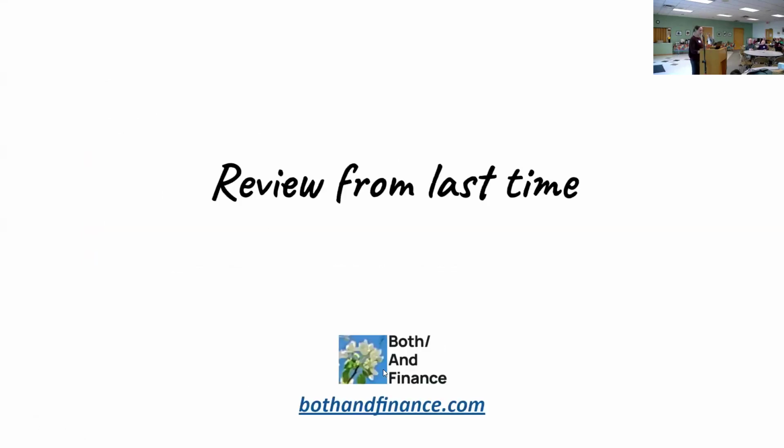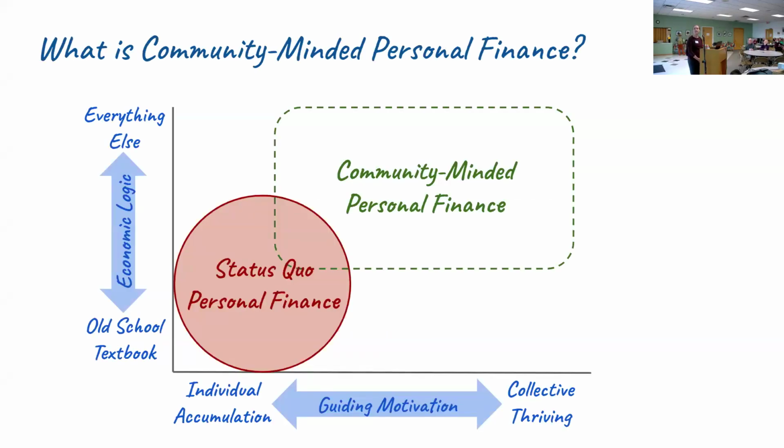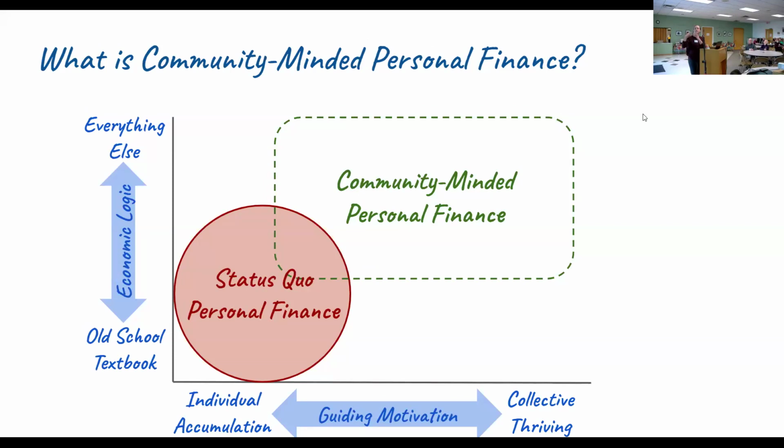So, review from last time I was here: I shared this idea of the finance matrix. And I said we can think about the world of finance as something that we could potentially map, just in theory, across two dimensions. One dimension is our guiding motivation, and you can think about one side of that spectrum as being individual, like a guiding motivation of just individual capital accumulation. And you can also think of another side of that spectrum being people who are motivated by collective thriving.